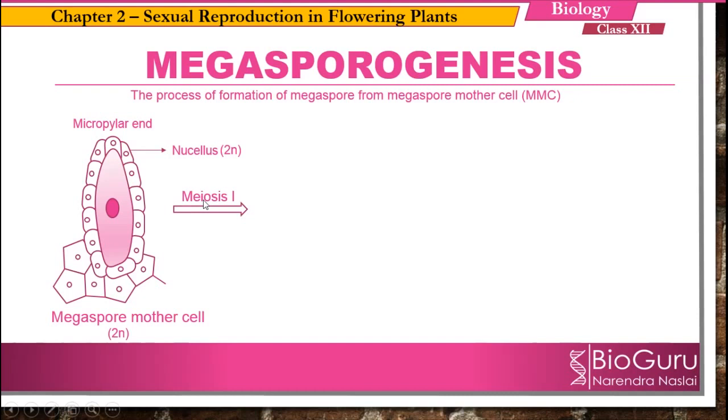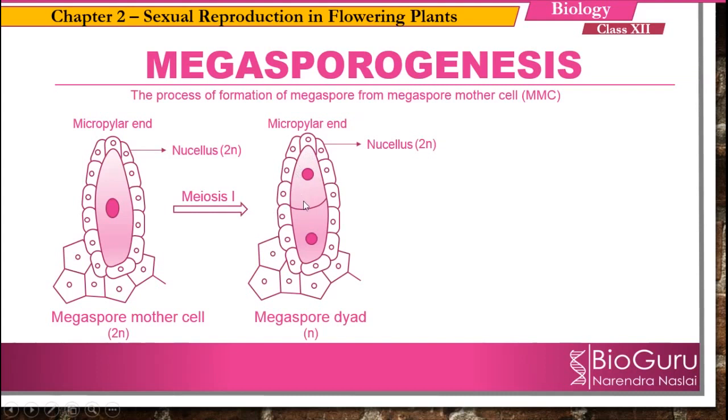Meiosis 1 and meiosis 2. During the first round of cell division, that is in meiosis 1, this single megaspore mother cell undergoes division in order to produce two cells. Initially there was only one cell. After undergoing meiosis 1, it gives rise to two cells, right? And this condition is called megaspore dyad.